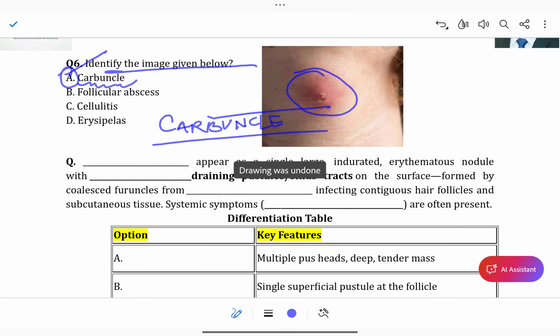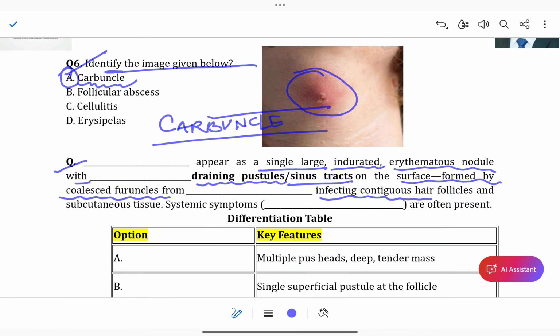Carbuncle. Okay. There is a fill in the blanks question. Dash appears as a single large indurated erythematous nodule with draining pustules and sinus tracts on the surface, formed by coalesced furuncles from dash infecting contiguous hair follicles and subcutaneous tissue. Systemic symptoms are... What are the symptoms of this question?